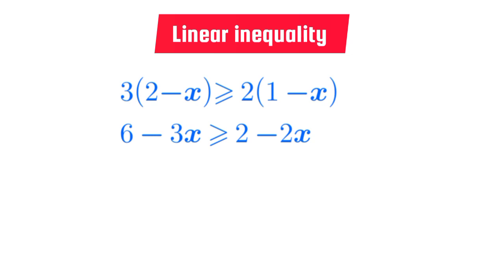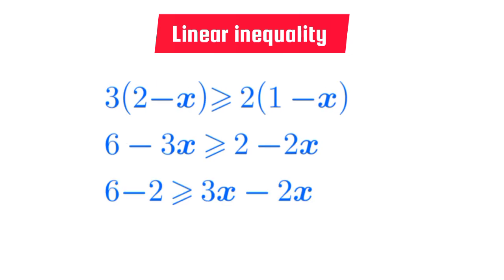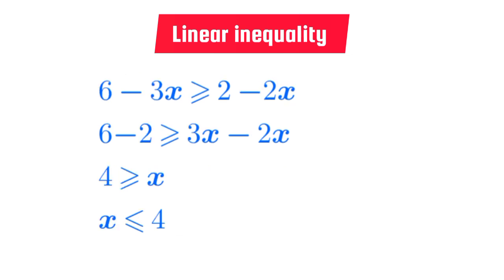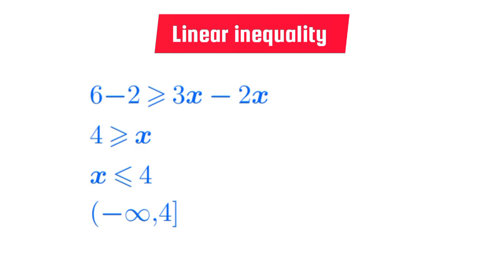Now, we're going to collect like terms. When we collect like terms, our inequality is going to look like this: you have 6 minus 2 is less than or equal to 3x minus 2x. Now 3x minus 2x is equal to x, that is 1x. And then 6 minus 2 is equal to 4. So we have 4 is less than or equal to x, or x is greater than or equal to 4. We can also say negative infinity to 4.